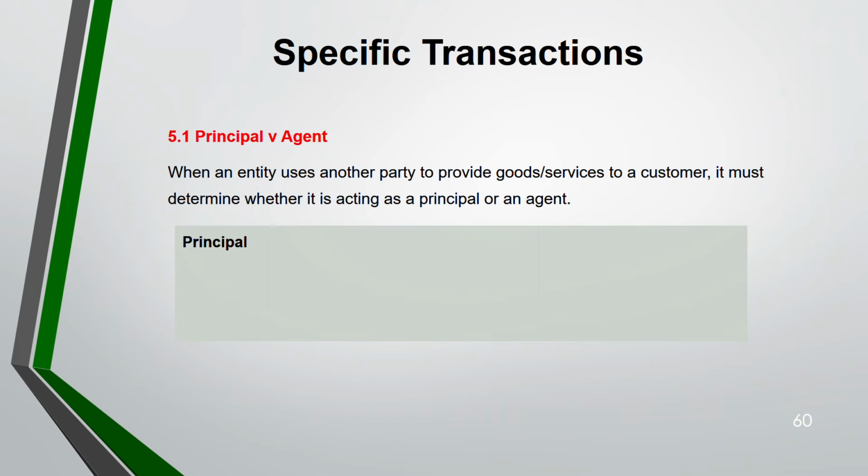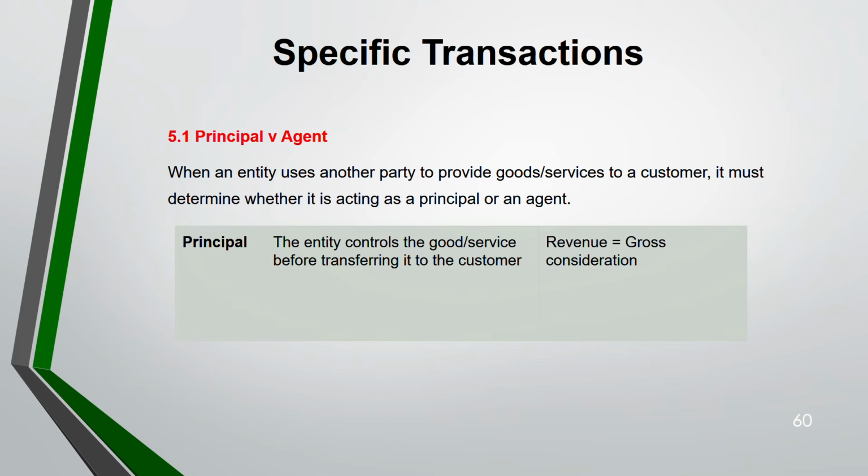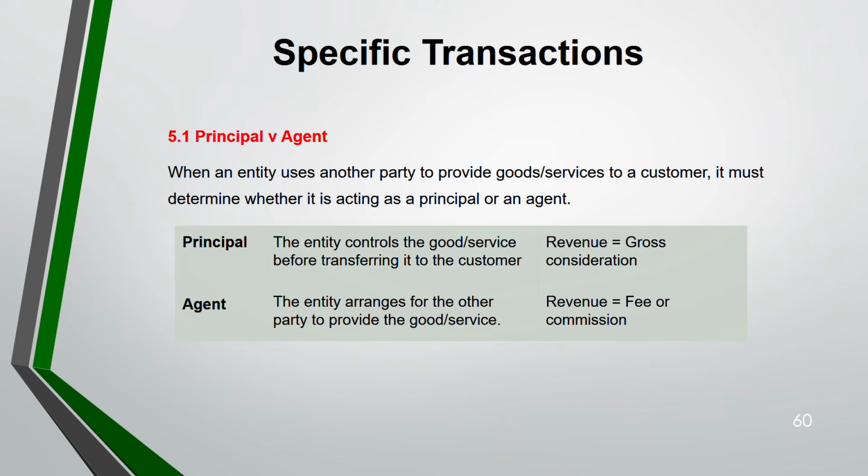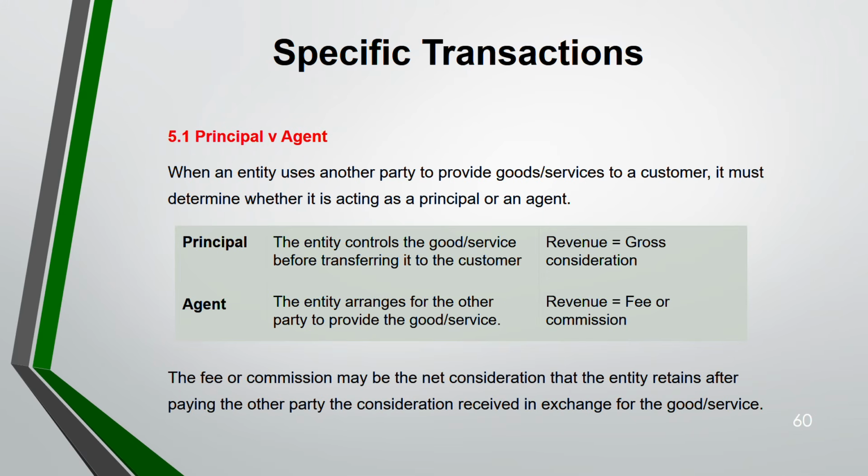Very important. If you are a principal, the entity controls the good or service before transferring it to the customer, and revenue will be equal to your gross consideration. And if you are an agent, the entity arranges for the other party to provide the good or service, and your revenue will be the fee or commission that you receive. The fee or commission may be the net consideration that the entity retains after paying the other party the consideration received in exchange for the good.